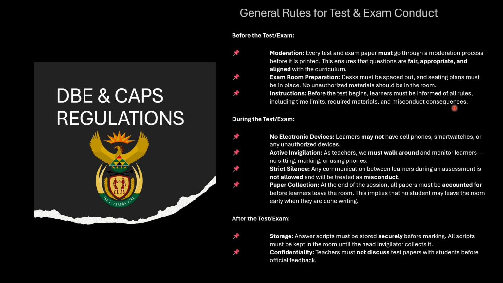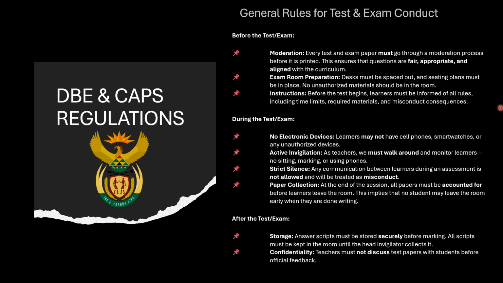And then strict silence. Any communication between learners during an assessment is not allowed and will be treated as misconduct. Later on, we will check how to treat misconduct. And paper collection: at the end of the session, all papers must be accounted for before learners leave the room. This implies that no student may leave the room early when they are done writing. Even if students are very quick with writing, they may not leave the venue. The times will be specified later on in the video.